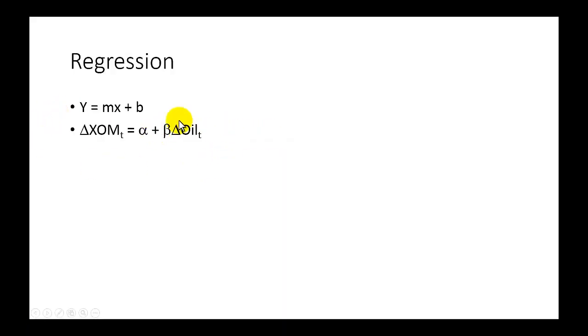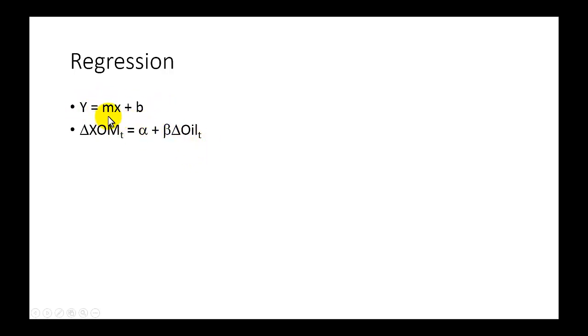So we could think of it this way. The delta in Exxon Mobil's earnings in period t is the y variable. The delta in oil is the x variable. We're going to call the slope coefficient a beta. That's just what we do in regression. And we're going to call the y-intercept alpha. But this is nothing more than y equals mx plus b. We're just calling them different things.